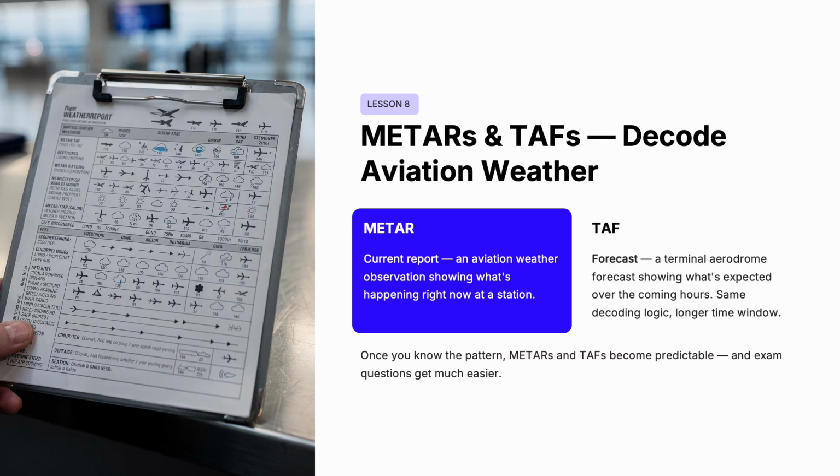Welcome to Lesson 8, where we tackle 2 terms that intimidate a lot of students: METAR and TAF. A METAR is a current report, an aviation weather observation that tells you exactly what's happening right now at a given station. A TAF is a forecast, a terminal aerodrome forecast that tells you what's expected over the coming hours. Here's the good news: they use the same decoding logic, just over a different time window. Once you understand the pattern behind these reports, METARs and TAFs become genuinely predictable, and exam questions about them get a lot easier. Let's break down the pattern now.